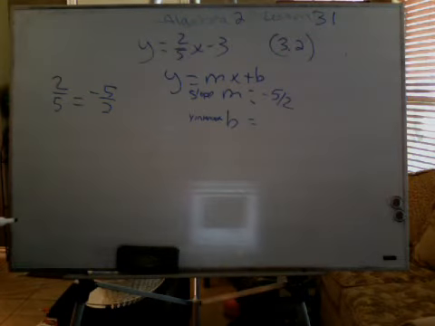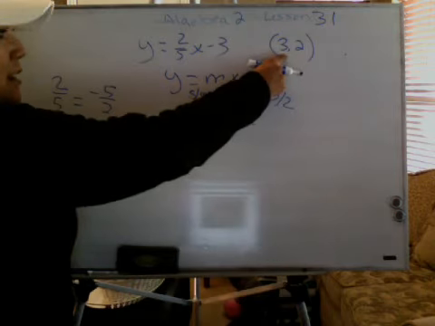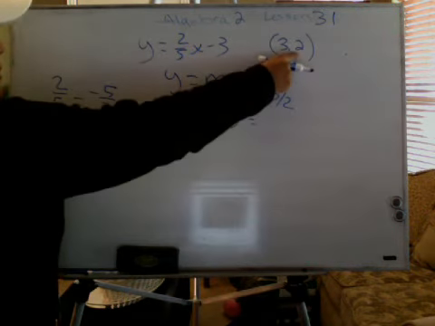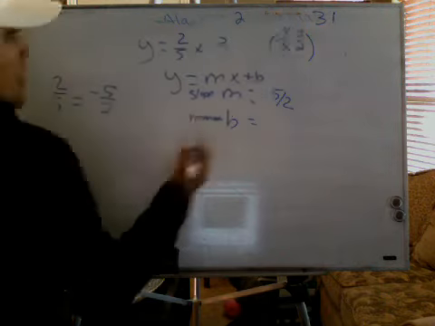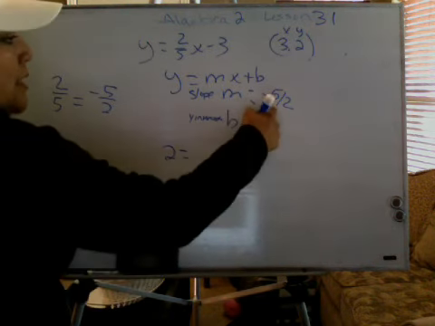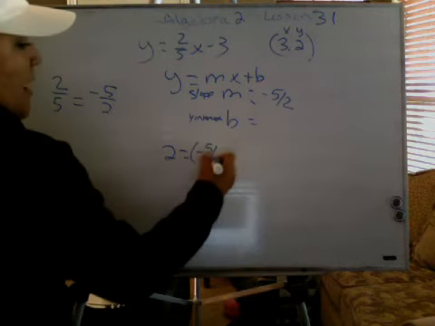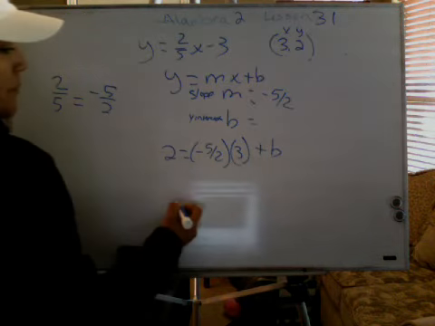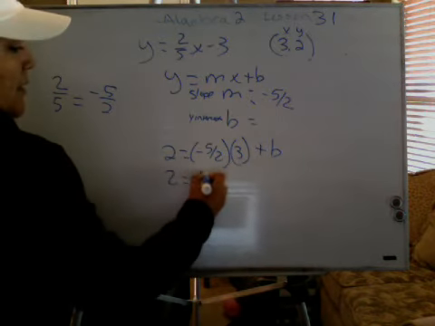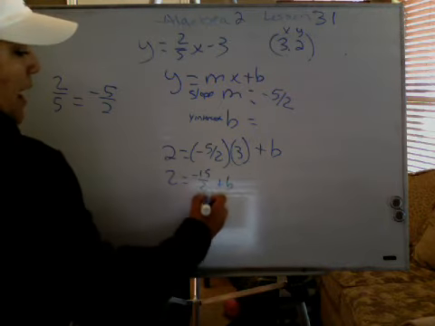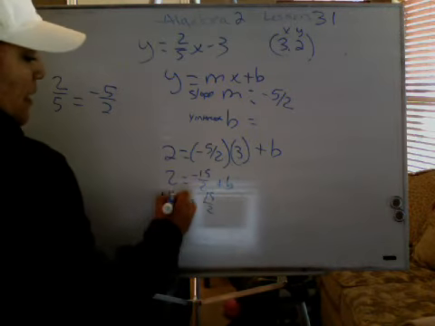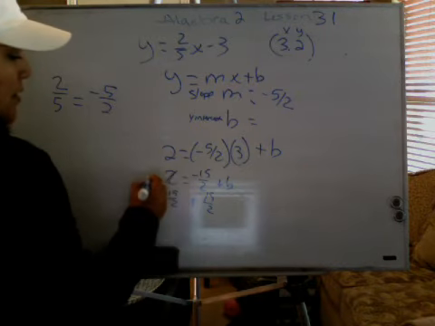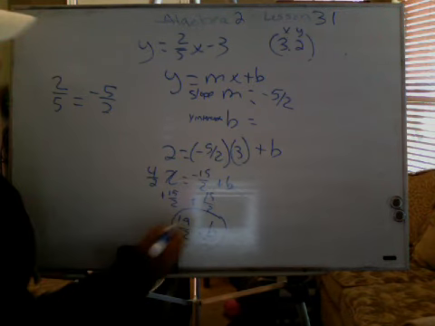Well, can I find it? I know that this equation goes through that point, so I can substitute x and y, and say 2 equals, what's my slope, because I found out my slope, negative 5/2 times x, which is 3, plus b. So I get 2 equals negative 15/2 plus b. So I'm going to add 15/2 to both sides. Right, and I can change this to 4/2. So I get 19/2 equals b. So my y-intercept, my b, is 19/2.